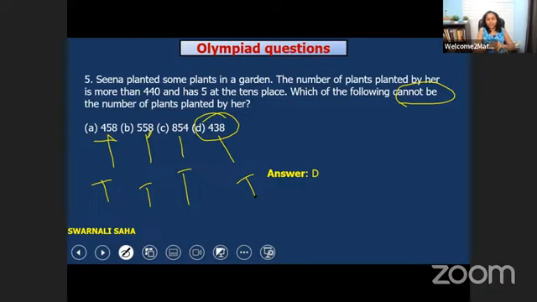Option D, 438, very good. Very good, dear children. You all have done correct. It's option D. So now let's move on. Let's solve one more question.